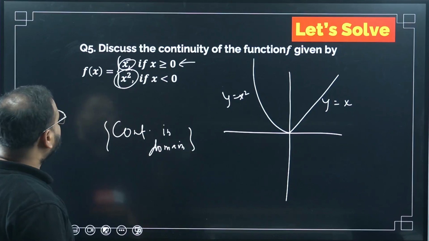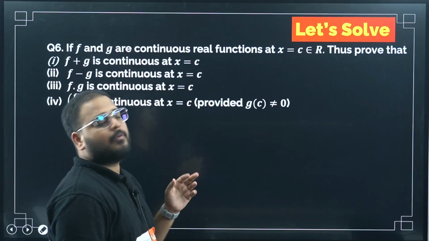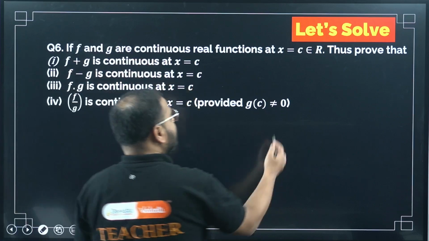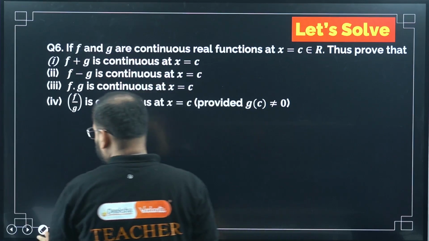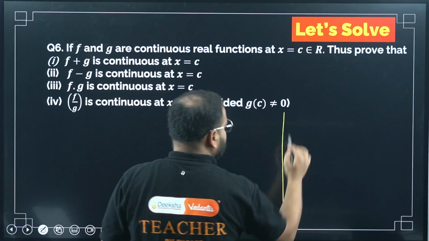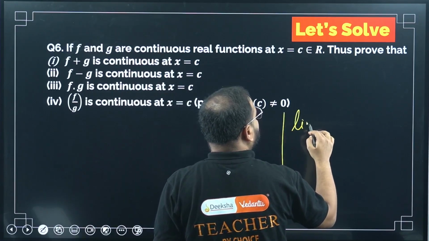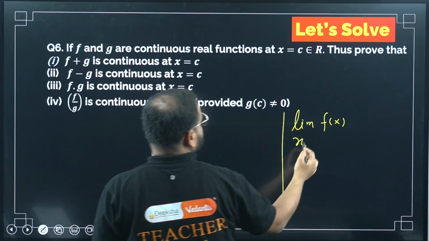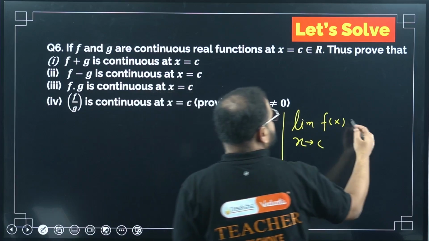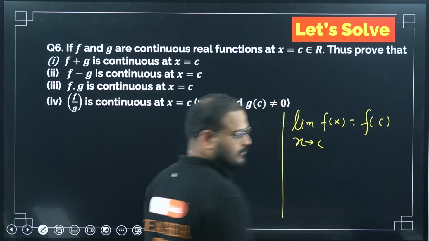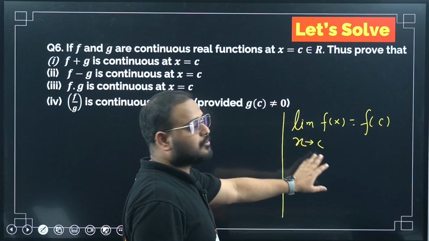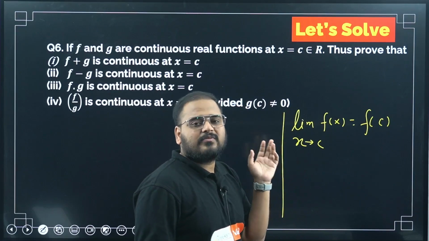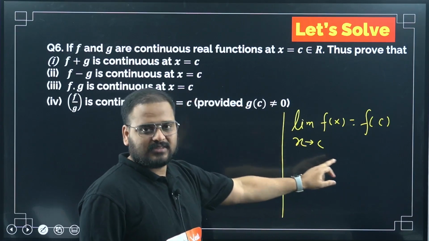Okay, moving on. This problem. They're saying that f and g are continuous. What is the meaning of continuous? Continuous means, check here, the limit of the function f(x) when x tends to c is simply equal to f(c). Correct? Limit becomes equal to the function's value. So why not write LHL and RHL? I don't have to write, because whenever LHL and RHL are equal, it means the limit exists. That's the definition of limits.